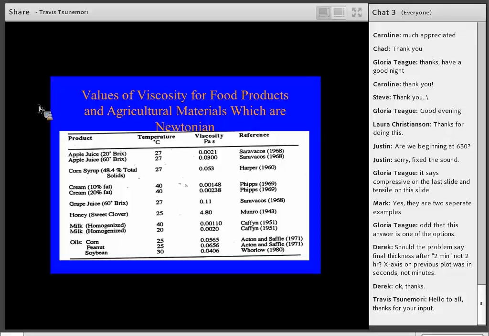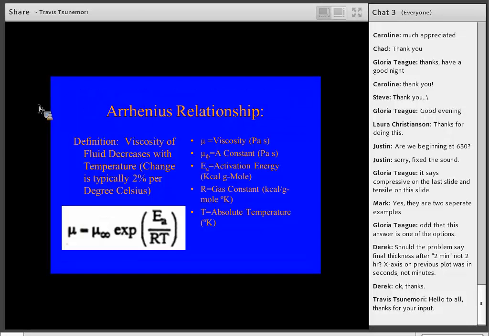You can see that apple juice is quite thin, 0.0021, quite a low number. Another test, the Brix: a higher Brix is a higher sugar content, so it is indeed thicker. As you add more solids, you tend to get a higher viscosity. Both tested at 27 degrees, one of them is about 10 times more viscous. The 60 Brix has more sugar than the 20 Brix, and it is more viscous. Honey is, on that same scale, almost 5, so 2 more orders of magnitude thicker, more viscous. And there are a variety of other numbers for cream, oil, milk. You can see what those numbers are.